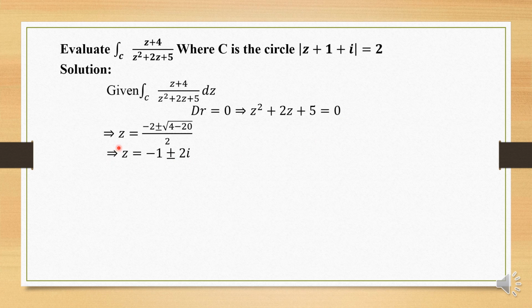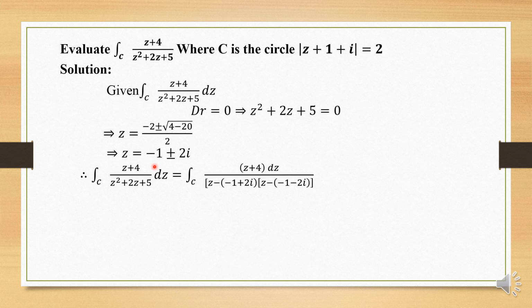Now the formula for getting z is minus b plus or minus root of b square minus 4ac divided by 2a. For substituting the values of a, b, c, we get the value of z as minus 1 plus or minus 2i. Now we express the denominator as the linear factors of these values of z, that is (z minus (minus 1 plus 2i)) into (z minus (minus 1 minus 2i)).